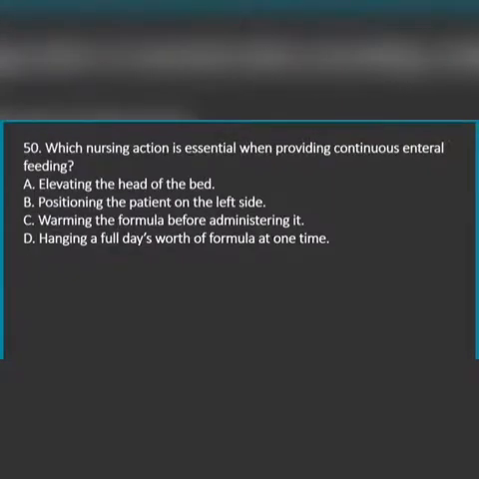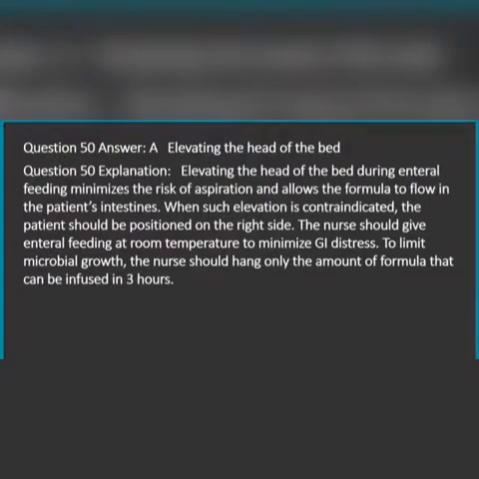Question 50. Which nursing action is essential when providing continuous enteral feeding? A. Elevating the head of the bed. B. Positioning the patient on the left side. C. Warming the formula before administering it. D. Hanging a full day's worth of formula at one time. Question 50. Answer: A. Elevating the head of the bed.